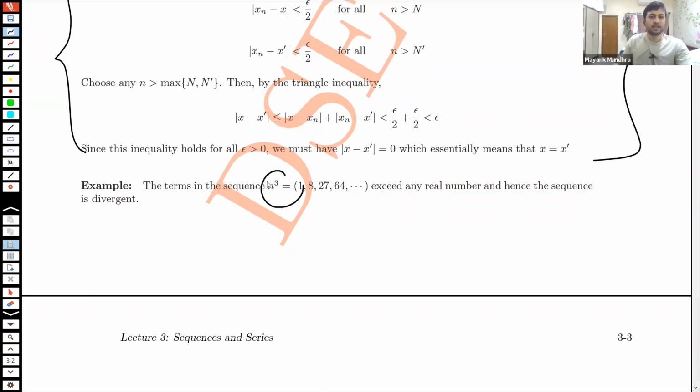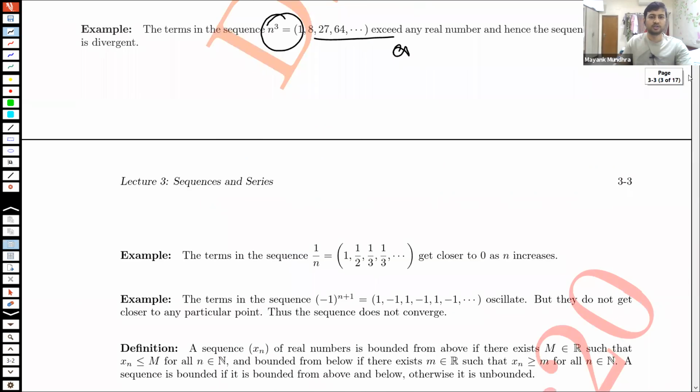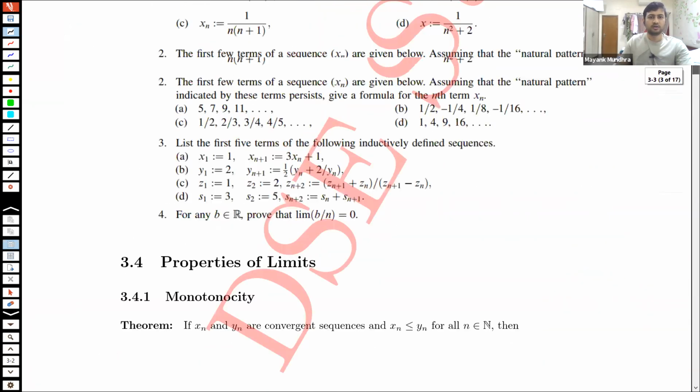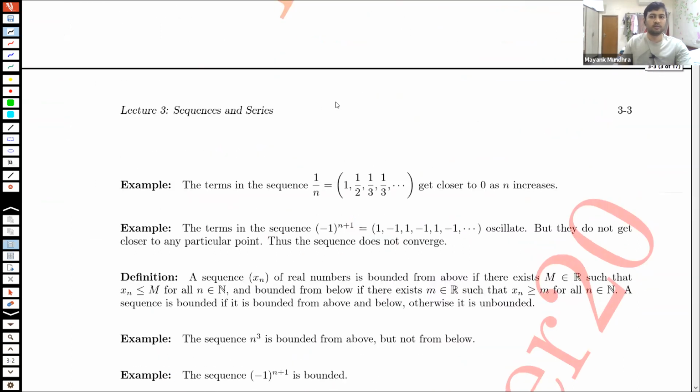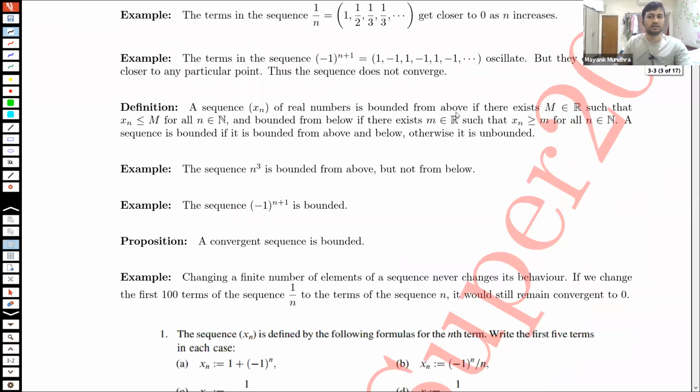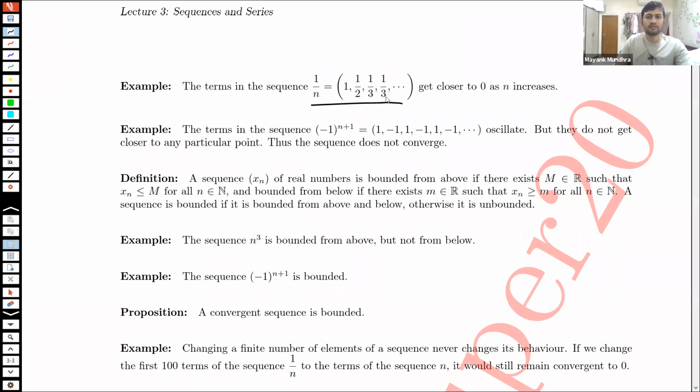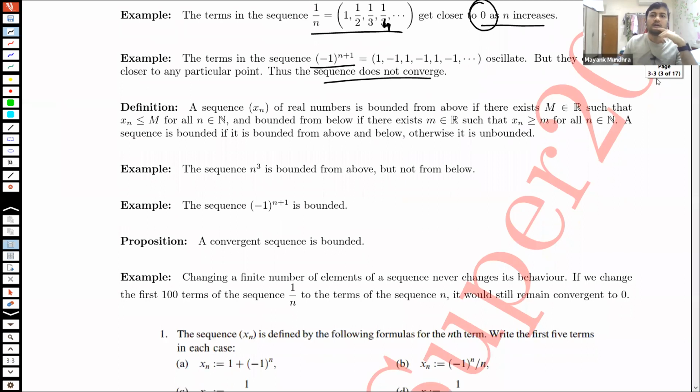Now another example, n cube goes to infinity, so does not converge. Another example, 1 by n. Sorry, this should be 1 by 4. Yeah, so we already discussed, so this goes to 0. -1 to power n does not converge. We don't say that it has two limits.